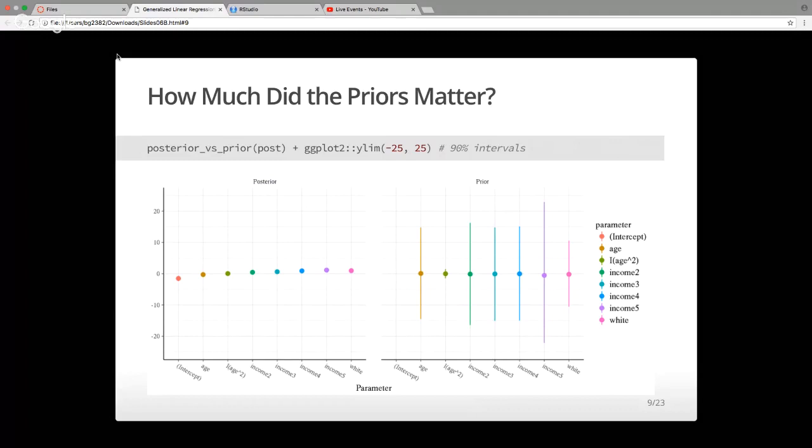Follow-up question: rstanarm doesn't take into account how much data we have? No, the default priors do not hinge on the number of observations. They do hinge on what model you're using and some other stuff like that, but not n.